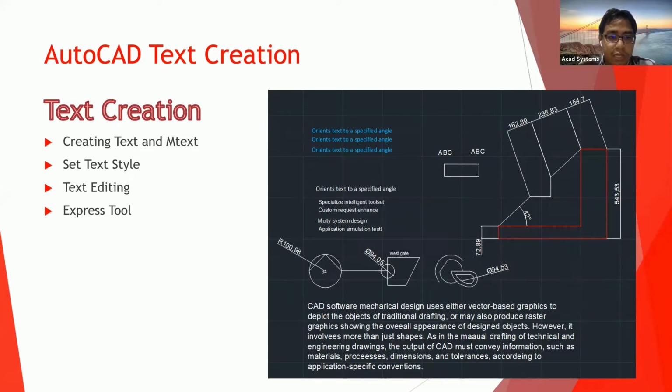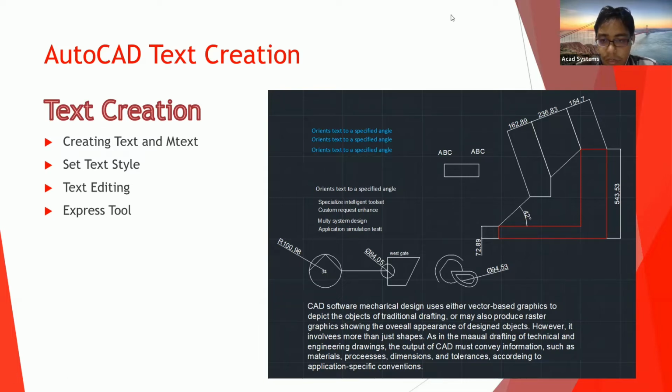And then we're going to set text styles. When you create the text, it will apply based on the style for the font and also the size. And then we have the text editing. After you create the text, of course, you might want to edit some of this information inside. And lastly, we will go through some of these little bit advanced tools for the text. So we have the Express tools over here.